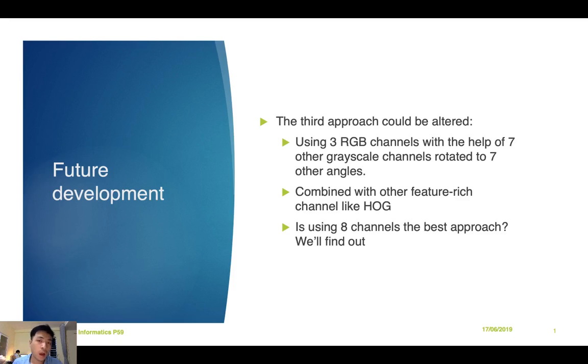Also, rotations aren't the only thing we can put into the system alongside the original images. We could also use HOG, histogram of oriented gradients. This is much like the image gradient in the first approach I tried. This could be very informative as well. And lastly, maybe 8 is not the ultimate number. We could experiment with different numbers to find out which one suits best.